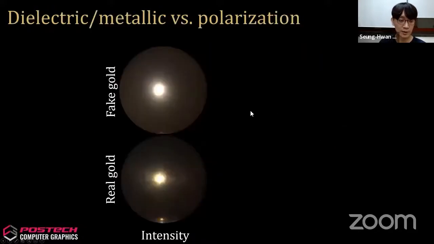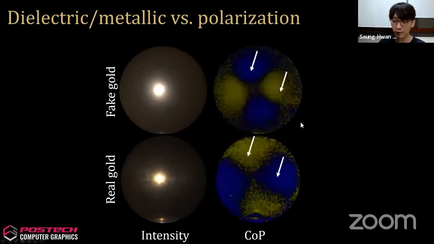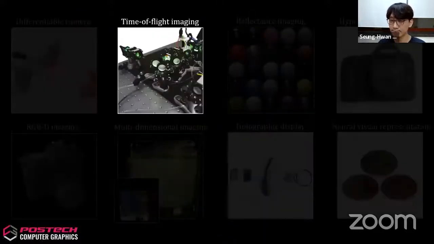Another interesting observation we made is that if we capture real gold material and fake gold materials in the RGB domain, it is difficult to identify which one is the real one. However, if we look at the orientation of circular polarization, interestingly, their orientations are completely flipped with each other, which is going to tell you what is real and what is fake material. That was the reflectance imaging part.